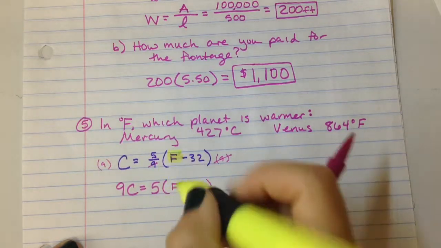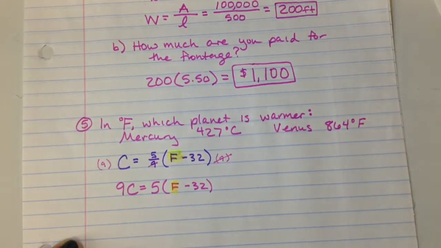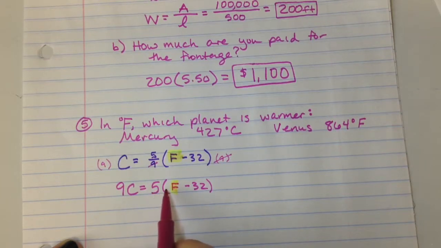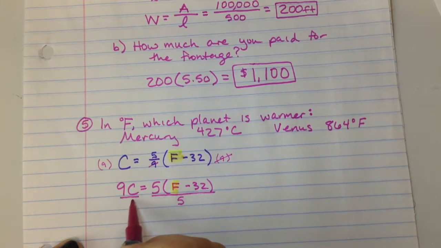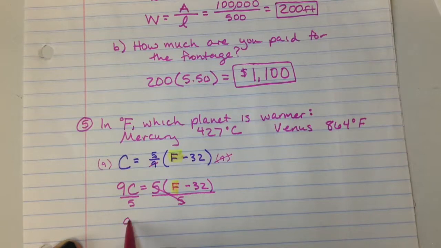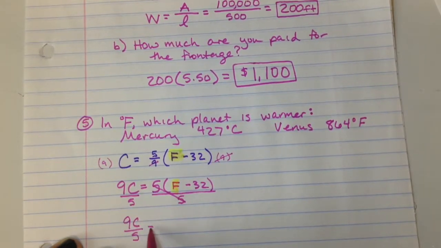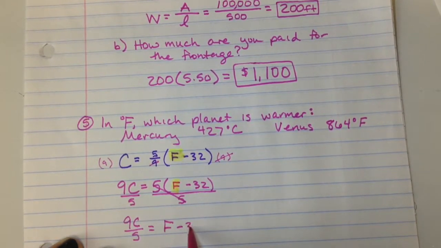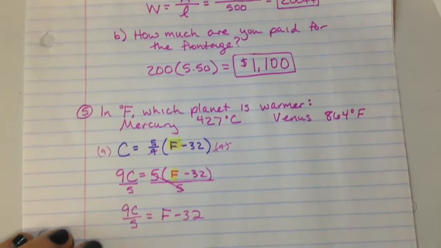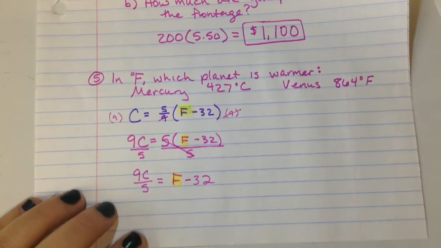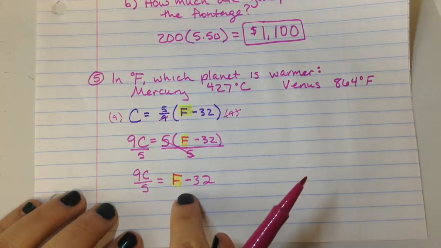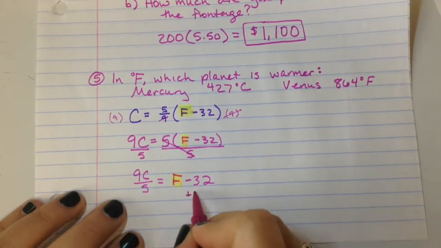I'm still solving for F, so let's still highlight that. I need to divide this 5 away because it's currently multiplied. So I divide this side by 5, which divides that side by 5. I would have 9C divided by 5 is equal to F minus 32. I'm still solving for F. The inverse of subtracting 32 is adding 32.